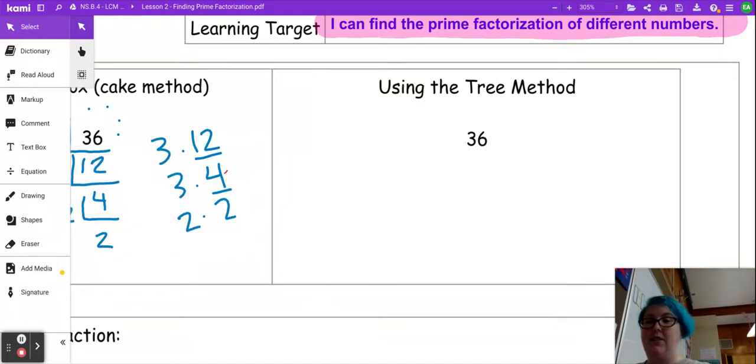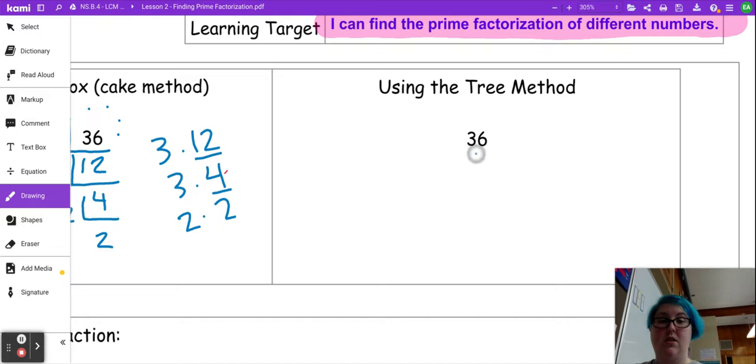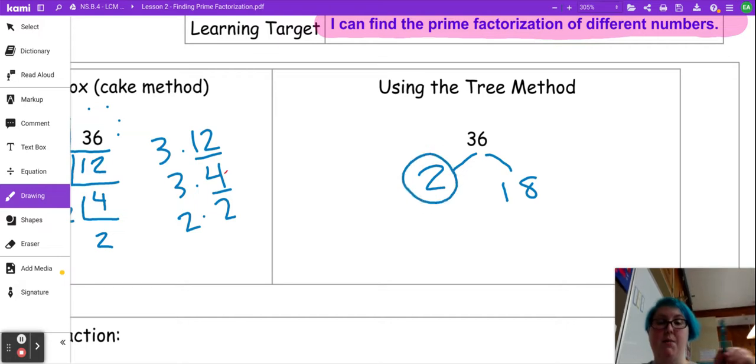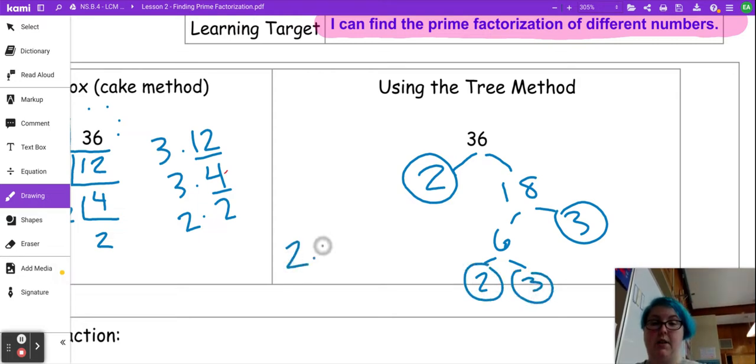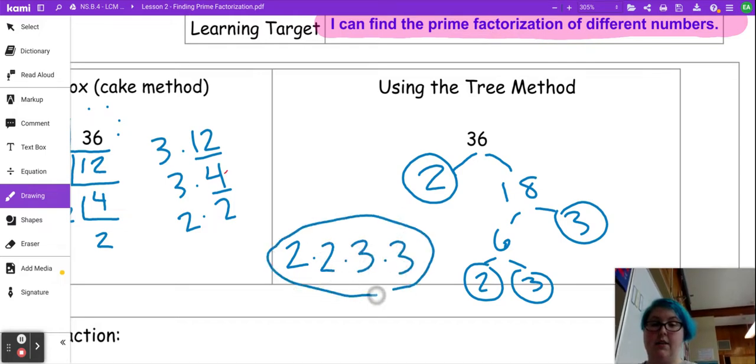So let's look at the tree method. So we start kind of similar. We're still going to break this down into products of primes. So 2 times 18. 2 is a prime number, so I'm going to circle it. 18 can then be broken into 6 times 3. 3 is a prime number. We're going to circle it. And 6 is 2 times 3. We're going to circle those prime numbers. So then we have 2 times 2 times 3 times 3 as our answer.